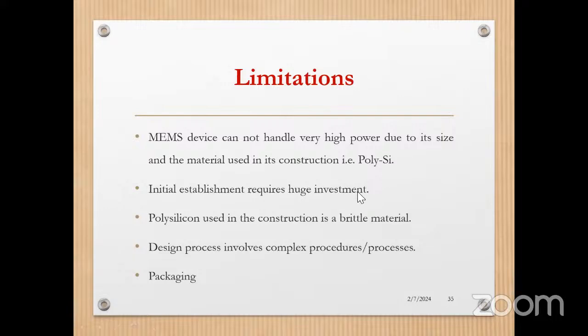And the initial establishment cost is going to be huge. I need to set up a fabrication center, and I need to have crores of rupees. But currently, a lot of industries and government agencies are available for manufacture. So we give the design, they will manufacture and give it to us. And polysilicon is a brittle material, so it has a large number of impurities. And the design process involves complex procedures and processes.